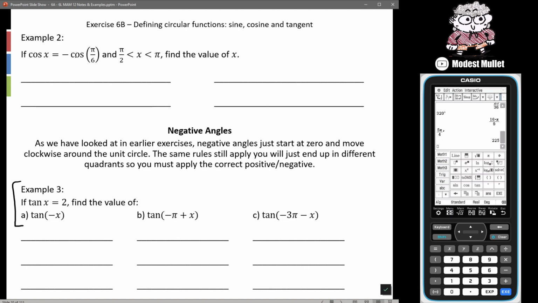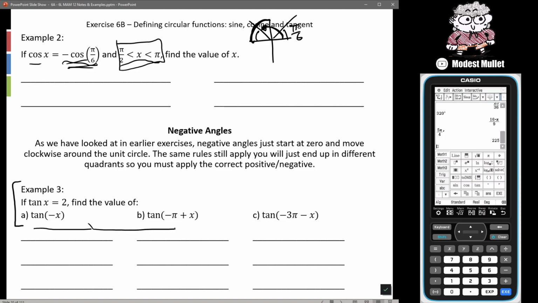I'll leave example 2 as a bit of a challenge to you. It's a very similar sort of thing, and we're just given a zone we need to be in. X needs to be between pi on 2 and pi, so my angle needs to be in this range. What angle will it be that gives me the same cos as negative cos pi on 6? It'll be over here. What angle do we need to get over there? And we can apply all the same stuff to negative values. Instead of going around anti-clockwise, we can go around clockwise as well, thinking logically.